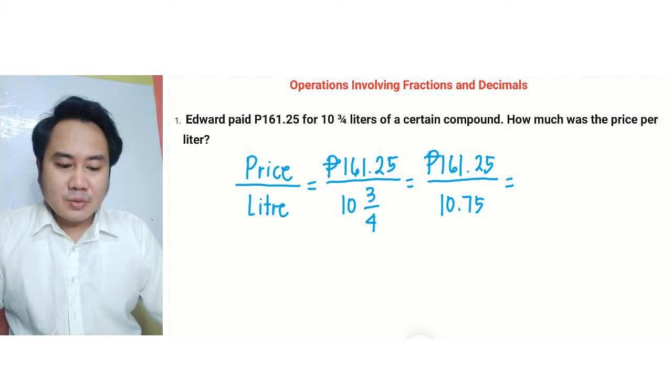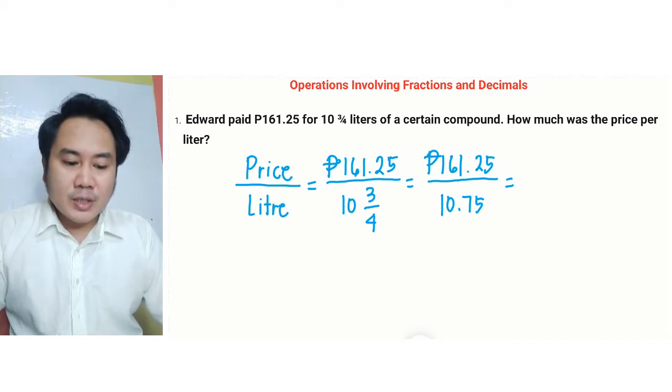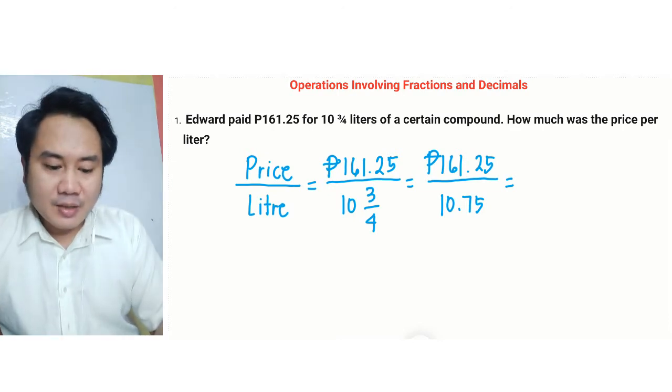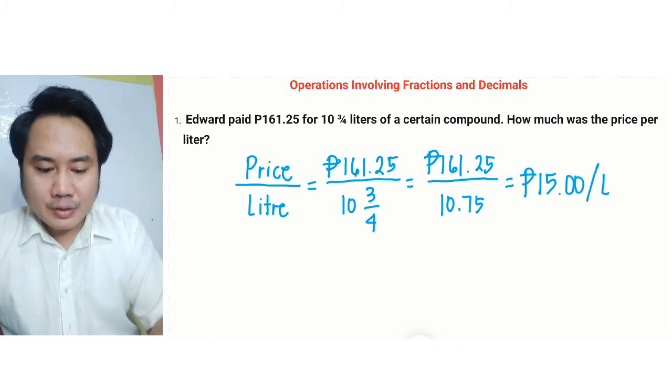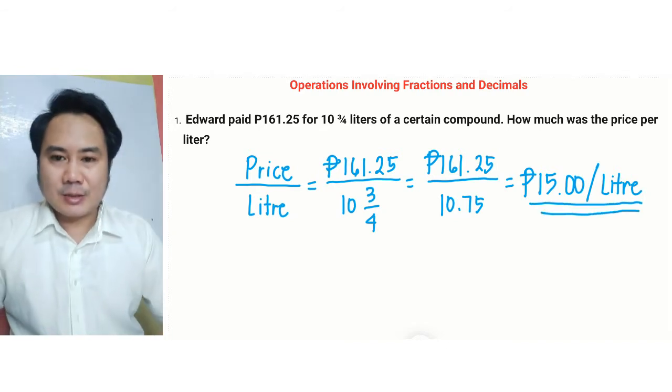And then, we are just going to divide 161.25 by 10.75. And that is 15 pesos per liter. Yun ang halaga ng bawat litro.